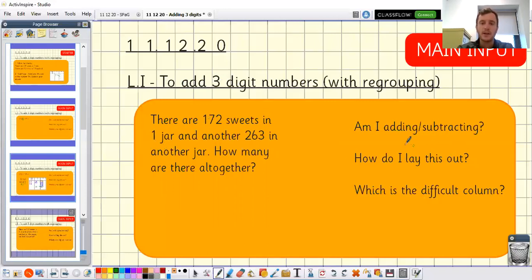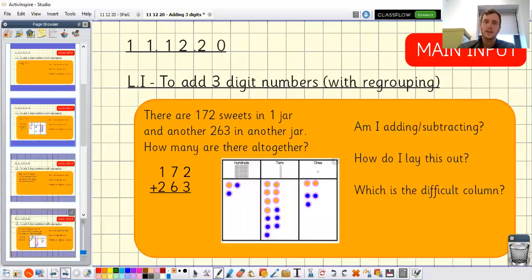Again, have a think about how you lay this out and have a think about what the difficult column might be here. If you want to pause the video and have a go at that one yourself, feel free to do so, and we'll go through it together in a moment. Moving on. Once again, I've shown it as a column method. I've made sure I've been careful to line up my hundreds, line up my tens, line up my ones. And again, I've got that place value grid to help me alongside.